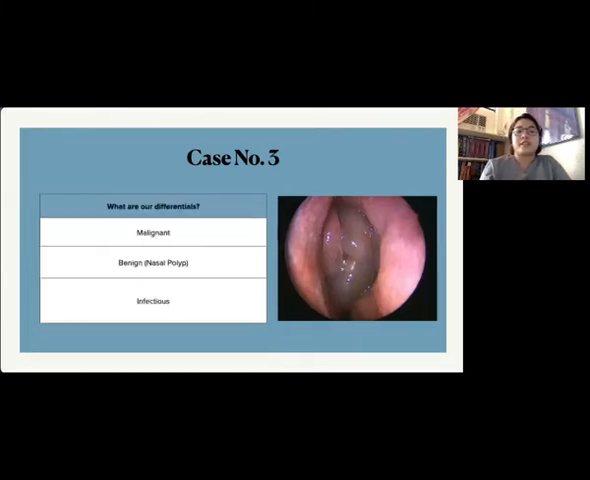We consider those patients who have anosmia because it is very common in COVID-19 patients. So what are our differentials? You can think of malignancy, benign conditions such as nasal polyp, and also infectious causes. For this patient, this is actually a nasal polyp.